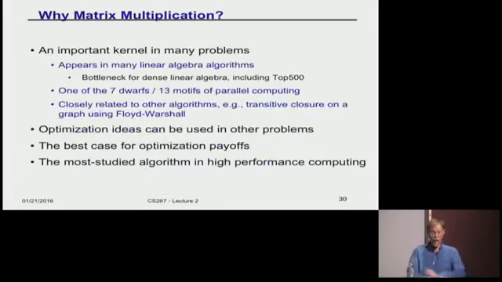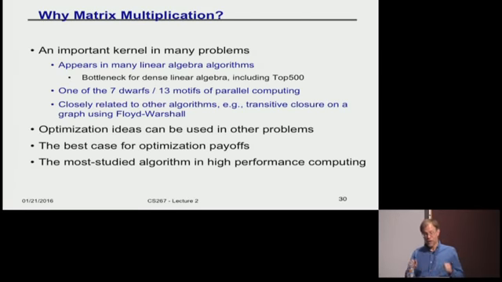So you may ask, why am I optimizing matrix multiply? Because it's the most studied algorithm, I think, ever. And it appears in many linear algebra kernels. It's used all the time. And they use it every 6 months to rank all the 500 fastest computers in the world. So that's another reason to understand it. And it's one of the 7 dwarfs that we talked about before. I'll remind you what those are.